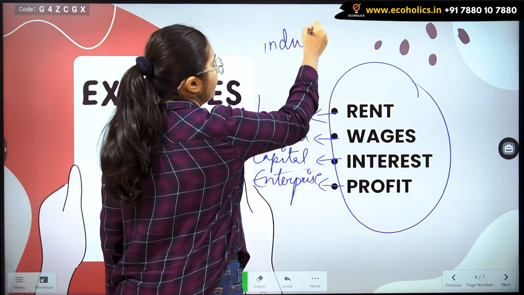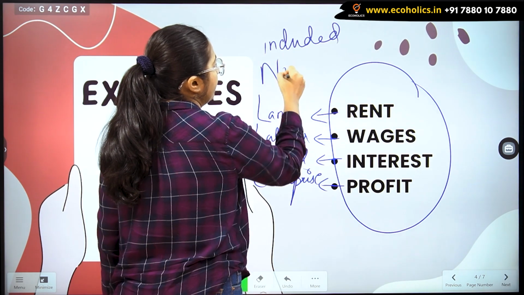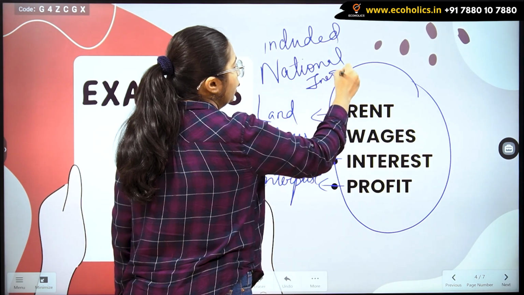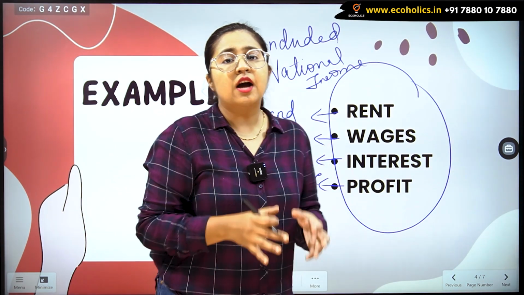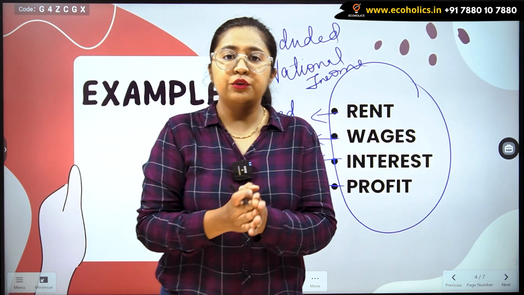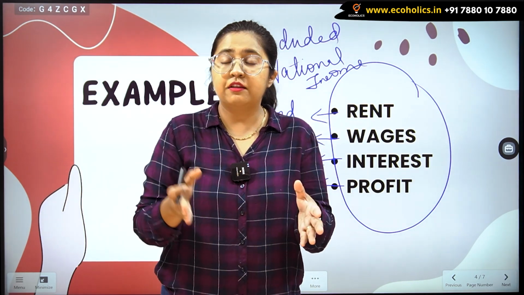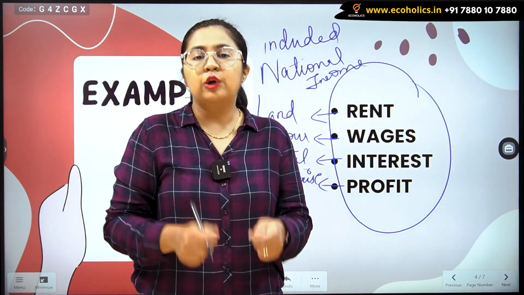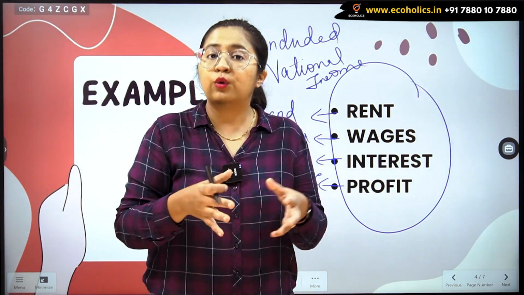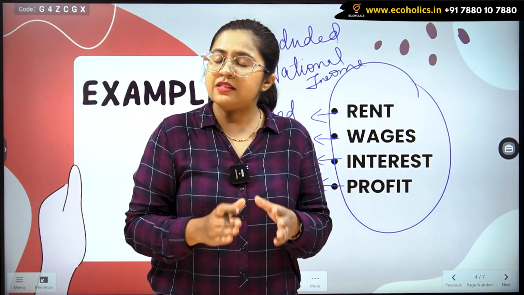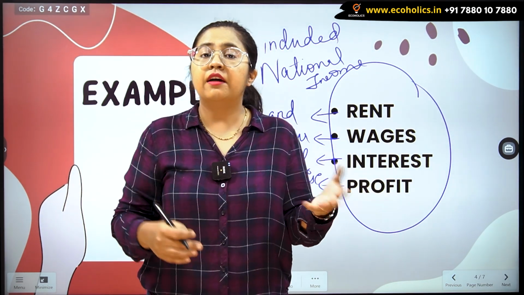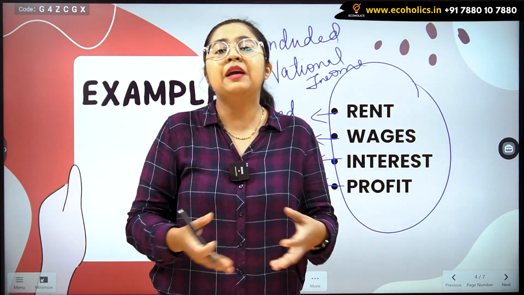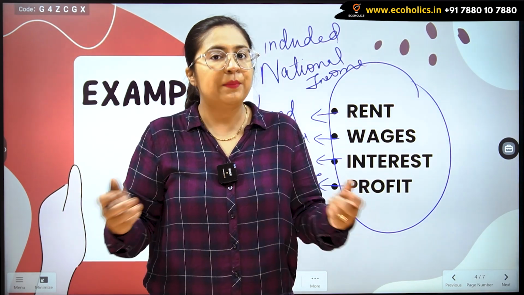And which is why these four factor incomes are included in the national income. This is another very important difference between factor income and transfer income: factor incomes are included in the calculation of national income. The reason is simple: factor incomes are earned within the economy because of the productive activities that happen in the economy.